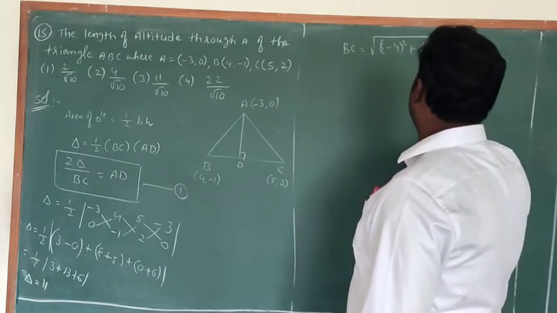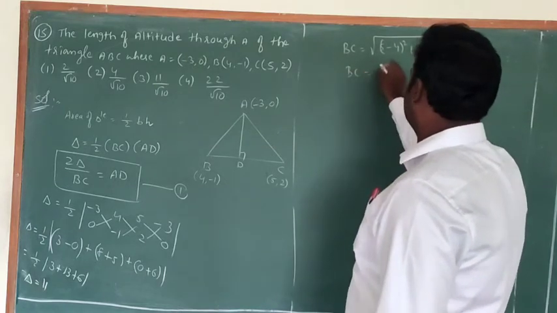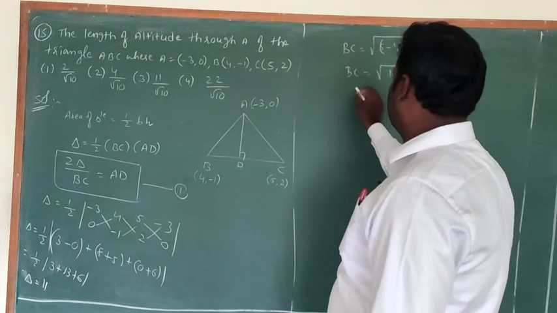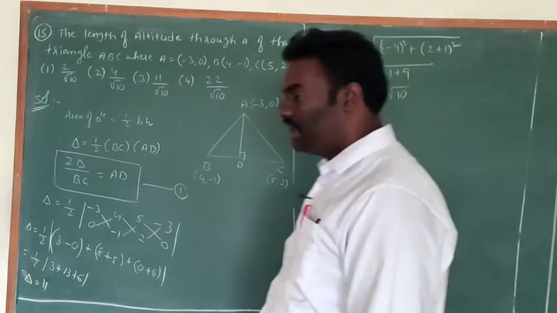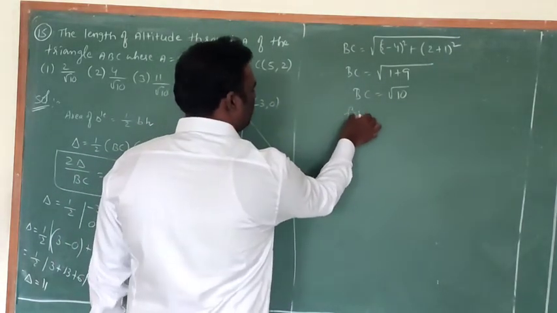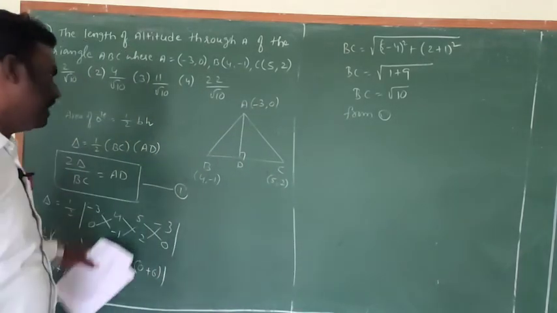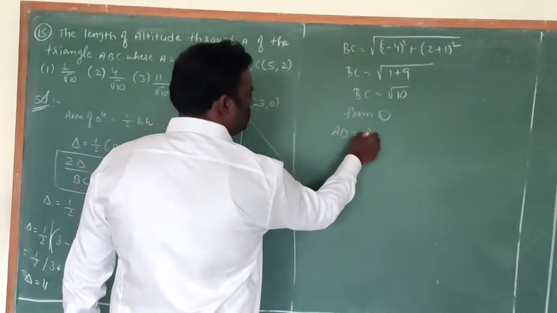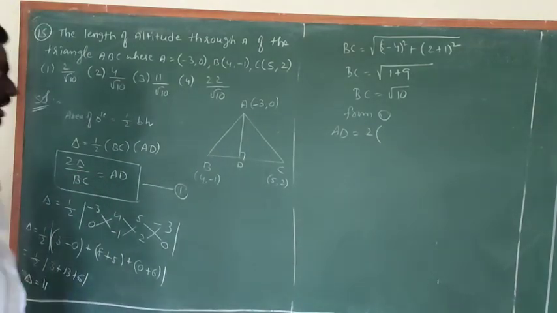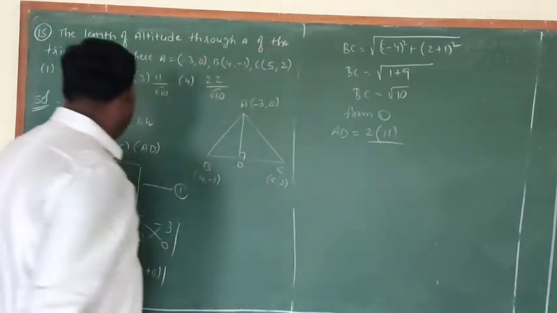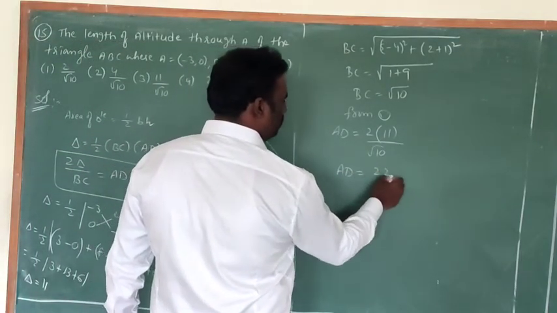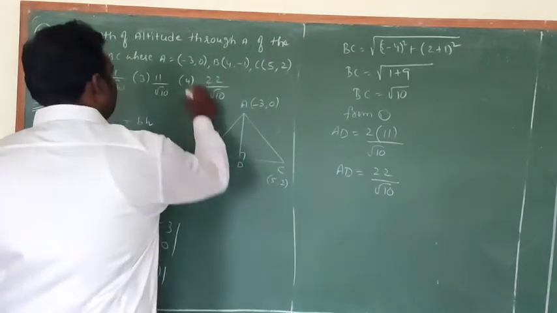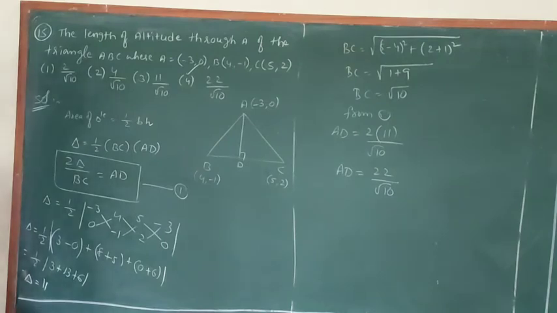Next I am finding the distance BC, under root of x2 minus x1 whole square plus y2 minus y1 whole square. Then BC is equal to root of 1 square plus 9. Now BC equals root 10. Okay, substitute all these values in equation 1. In equation 1, AD equals 2 into delta, which is 11, by BC, which is root 10. Then AD equals 22 by root 10. That is the answer. That is option 4, the correct answer for this question.